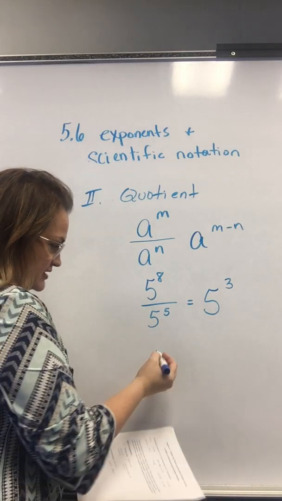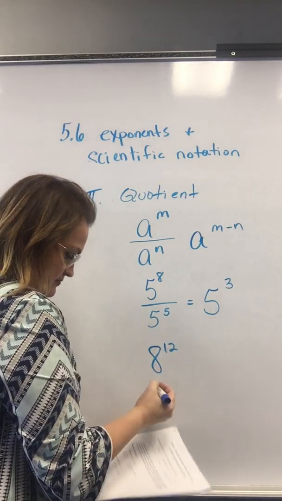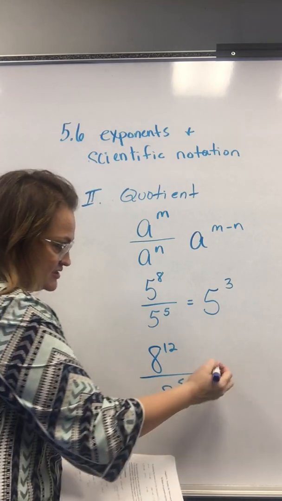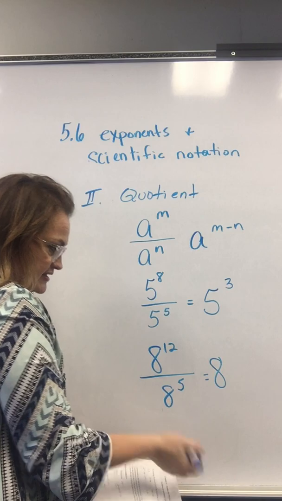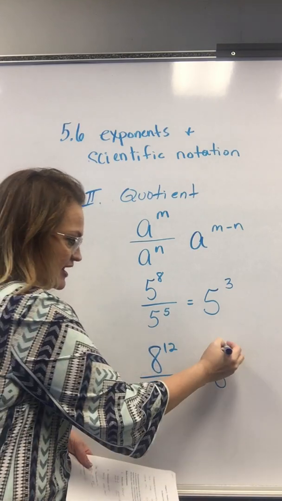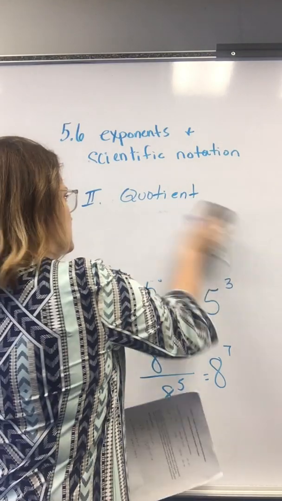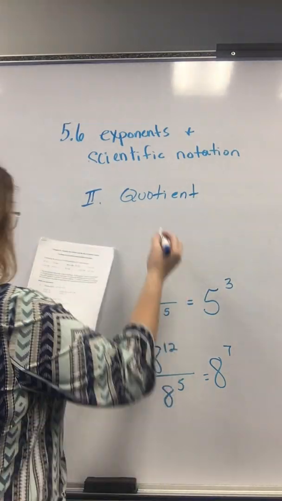Next, we have 8 to the 12th over 8 to the 5th. So again, because we have like bases, we can write that base over here, 8, and subtract 12 minus 5, 7, 8 to the 7th. And then one more example here.